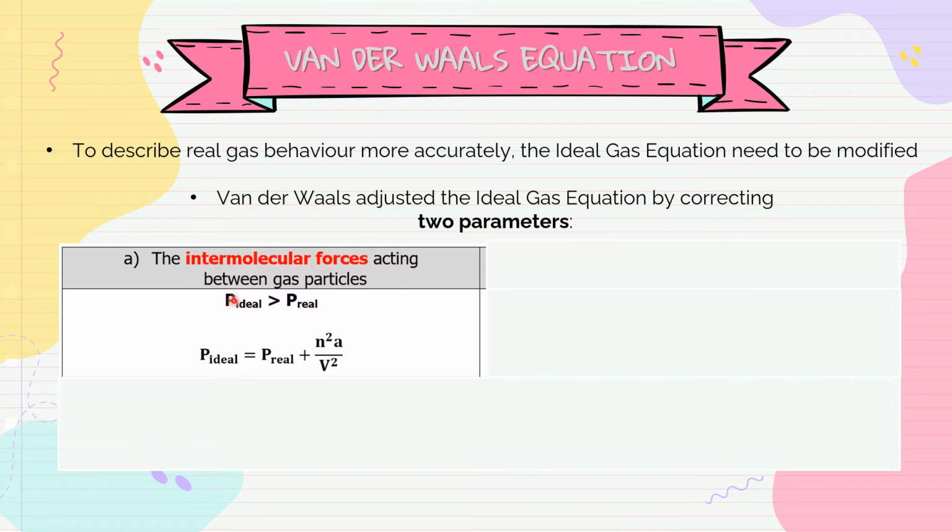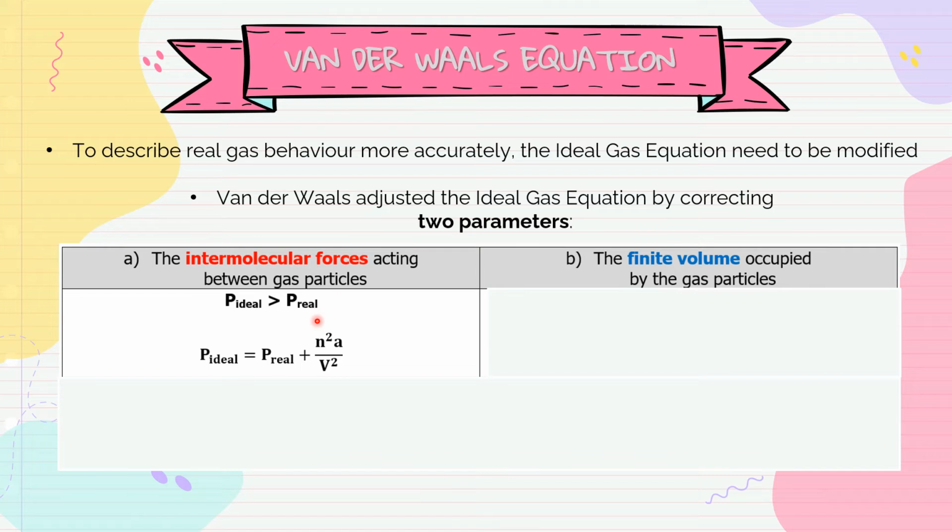So that's why the pressure of a real gas will be much lower than the pressure of an ideal gas. Okay, jadi untuk betulkan balik real gas, kita akan ada parameter yang kita betulkan dekat sini. Kita tambah satu parameter dekat sini, n squared a over V squared. Ini adalah parameter untuk membetulkan pressure of gas.